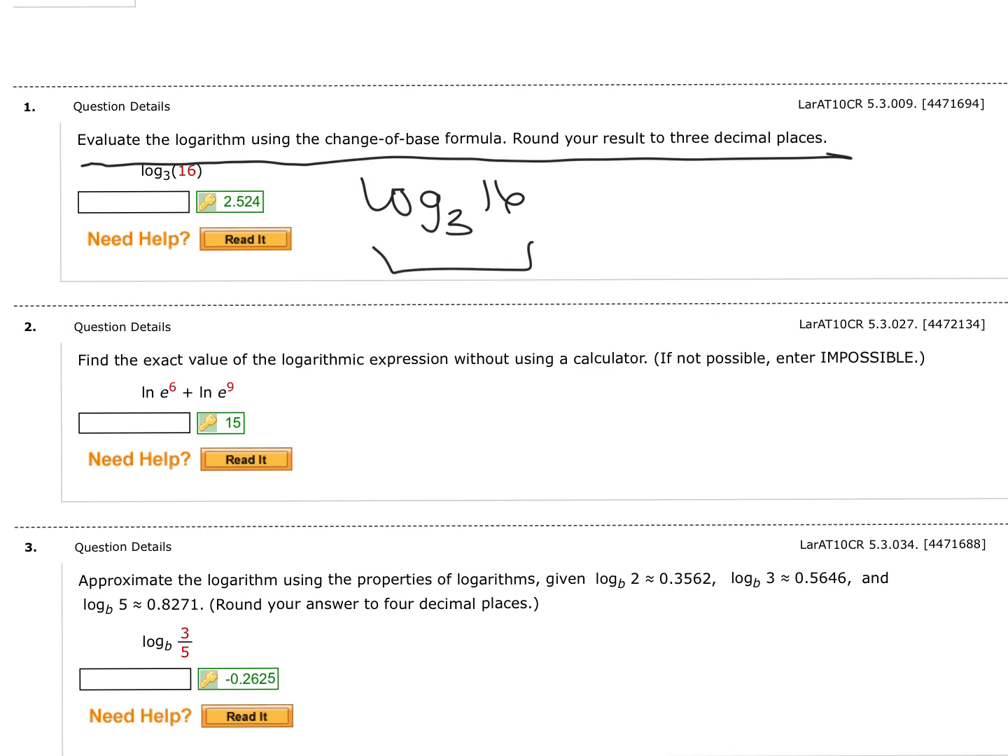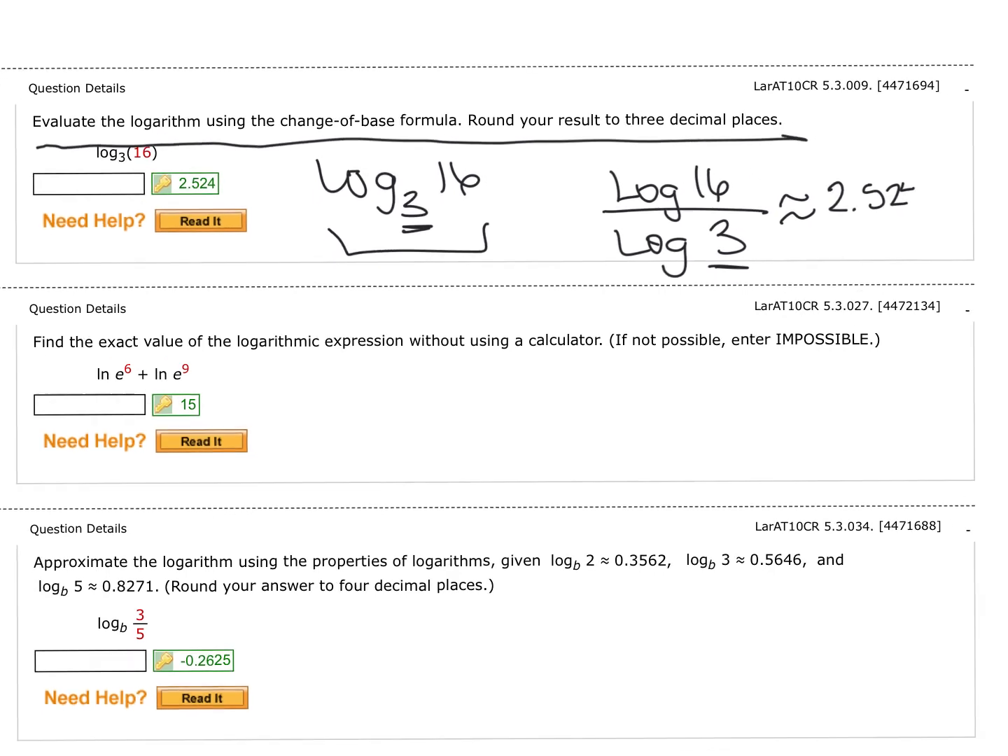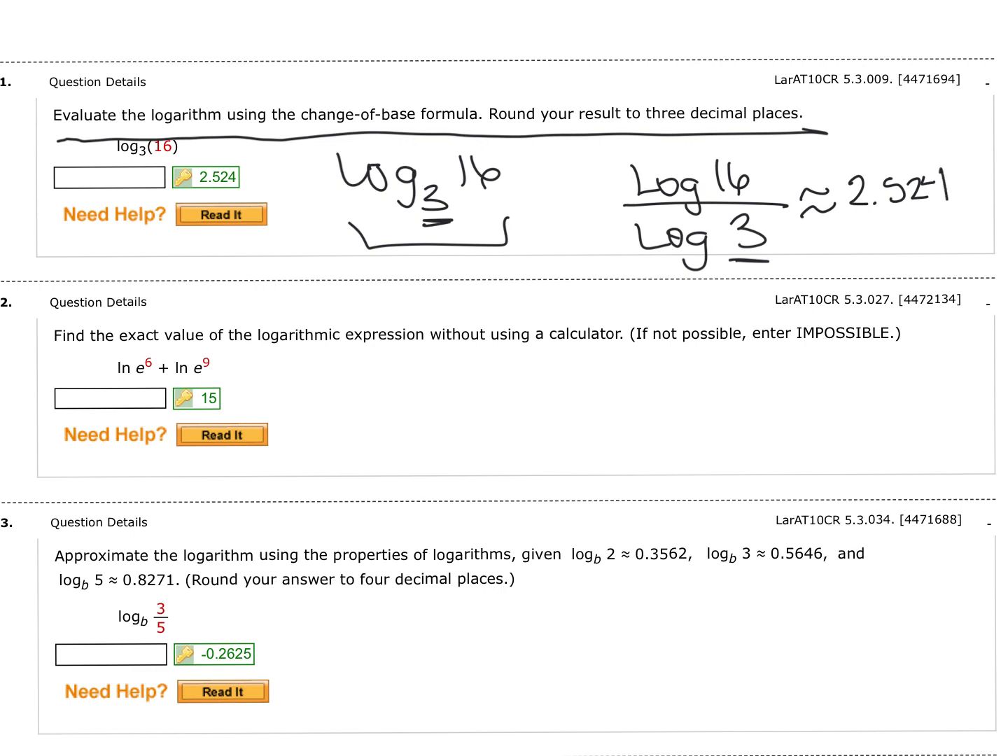But if not, you'll use the change of base formula, which just says to take the log of 16, divide it by the log of 3. So the base always goes on the bottom. And when you type that into your calculator, you should get approximately 2.524. So that's really kind of a calculator problem there.